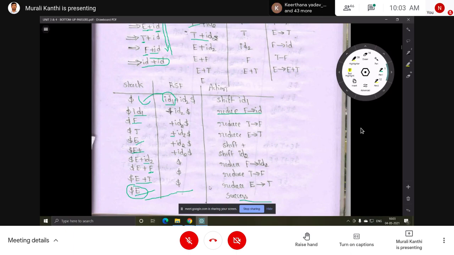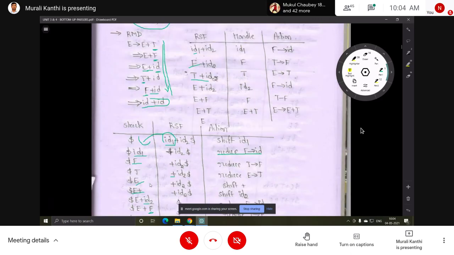And another case: the input string is completed. That means dollar is there in the input buffer, but in the stack, the start symbol of the grammar is not there; another symbol is there. No symbols in the input buffer, but what should come here is the start symbol of the grammar, and the start symbol of the grammar is not there in the stack. In this case also, it is going to announce error, rejected.